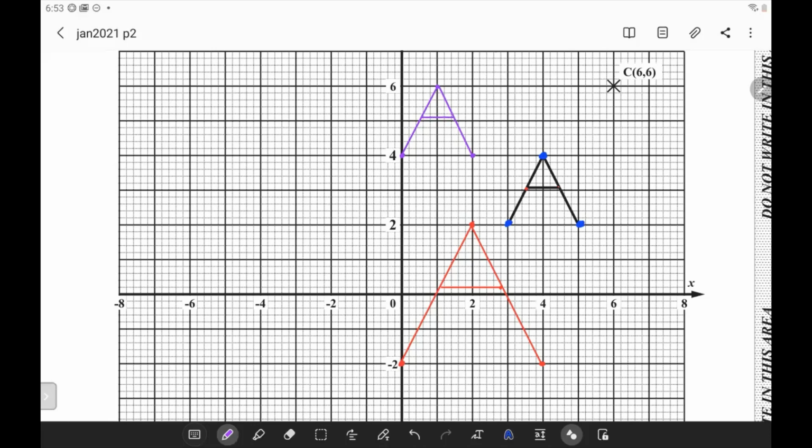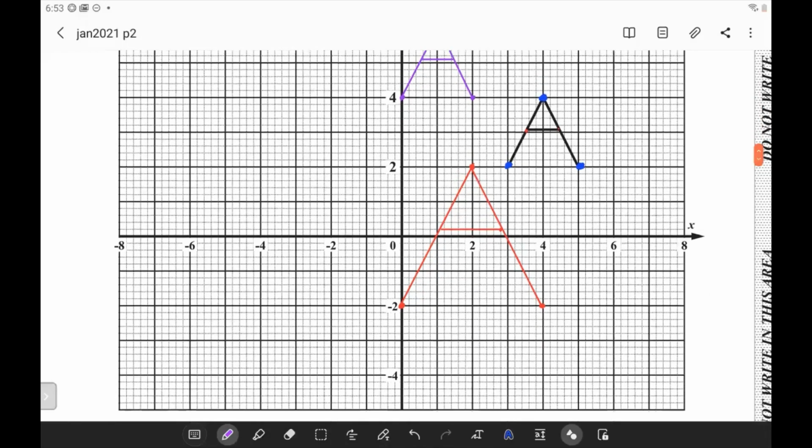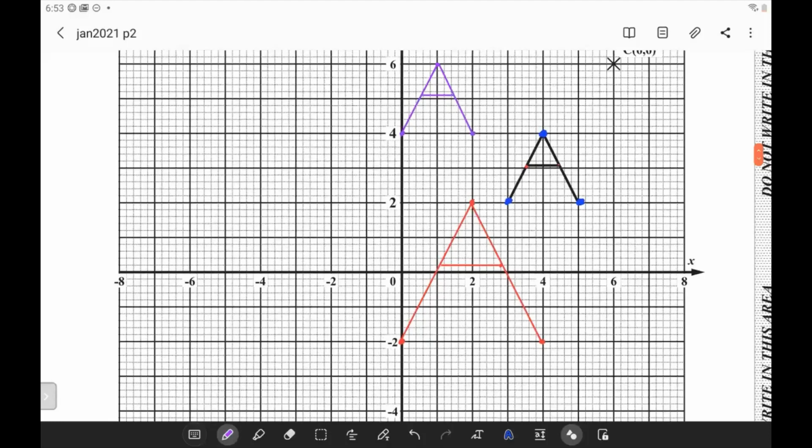And drawing that, this will be our shape. Notice that nothing changed other than the location. All that translation does is move it from one location to the next, preserving its shape.